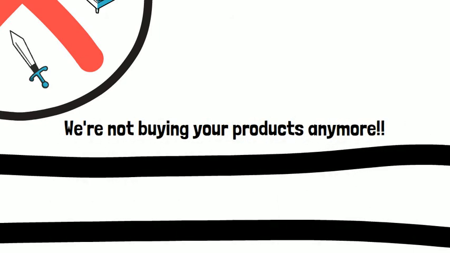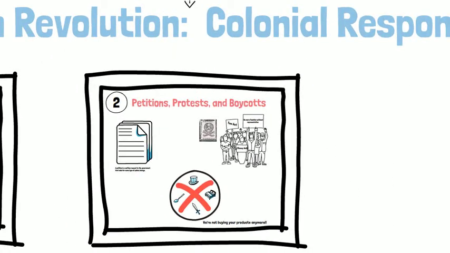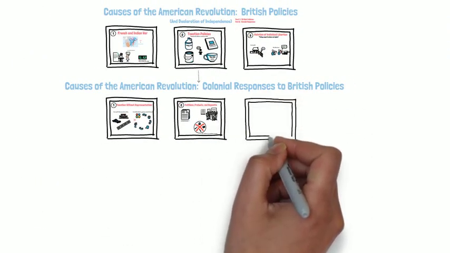To summarize, the colonists did not immediately declare independence and go to war with Britain. First, they wrote petitions to the king asking for political change, and they also staged protests and boycotted British goods. It wasn't until after all the petitions, the protests, and the boycotts fell on deaf ears that protests turned into rebellion and rebellion into revolution. Now let's talk about a few of the major events during this time.